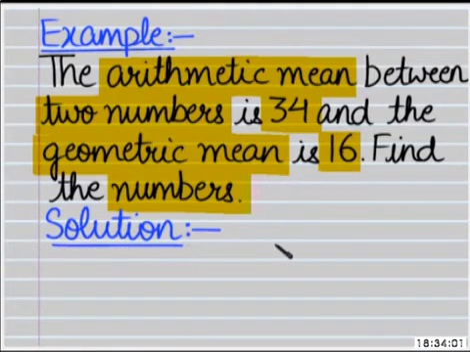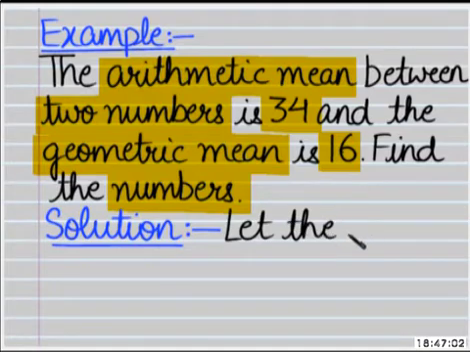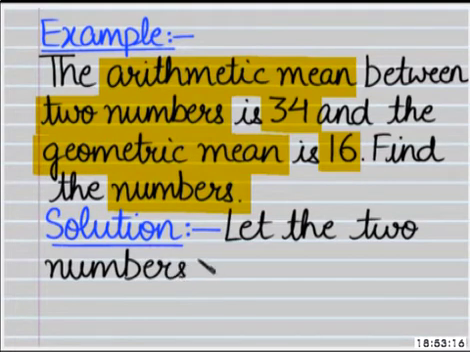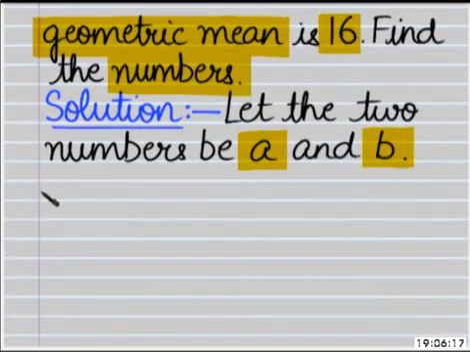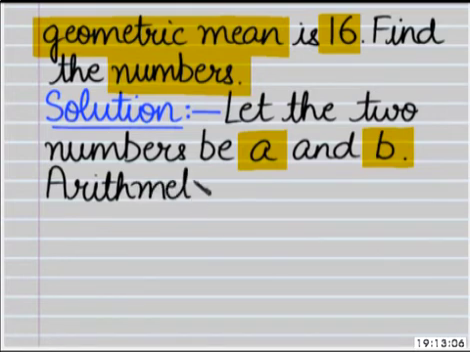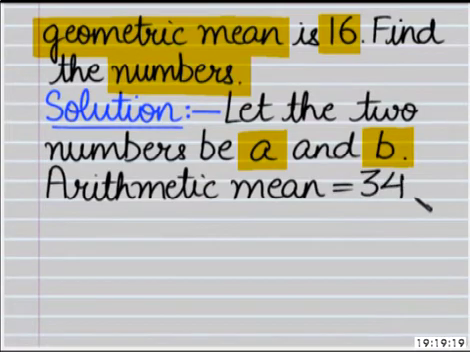Now let us see its solution. Now, as we have to find the two numbers here, so let the two numbers be A and B. Now, since we are given here that the arithmetic mean between the two numbers is equal to 34.